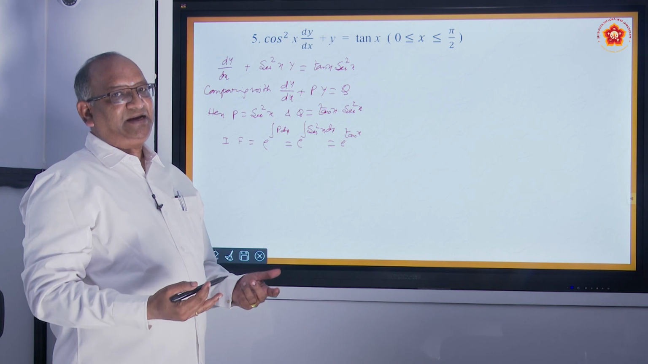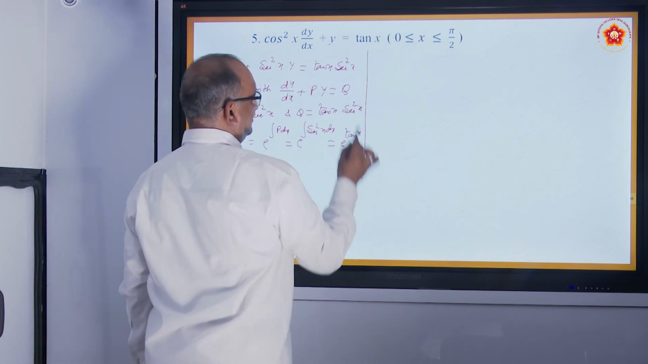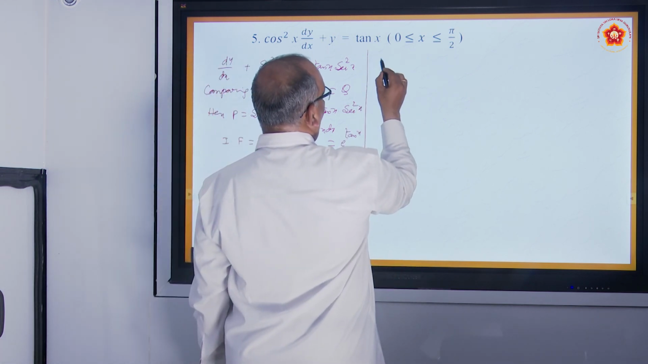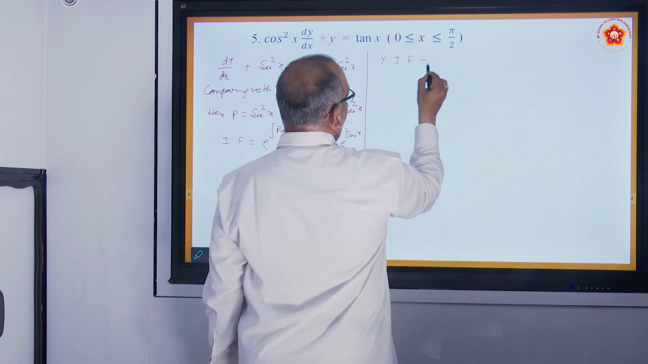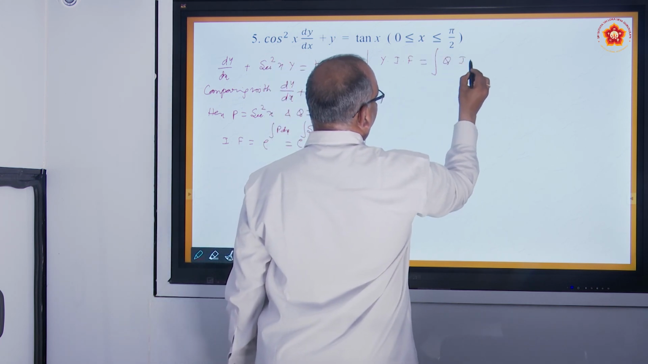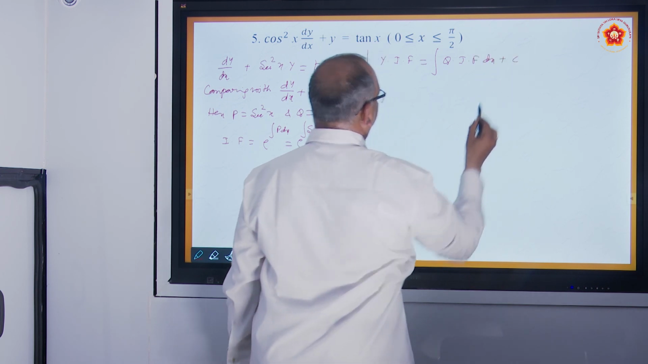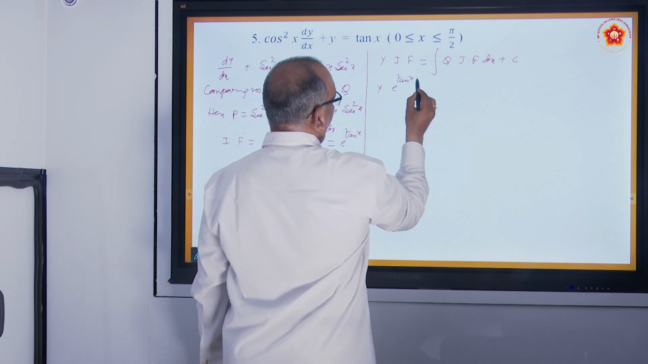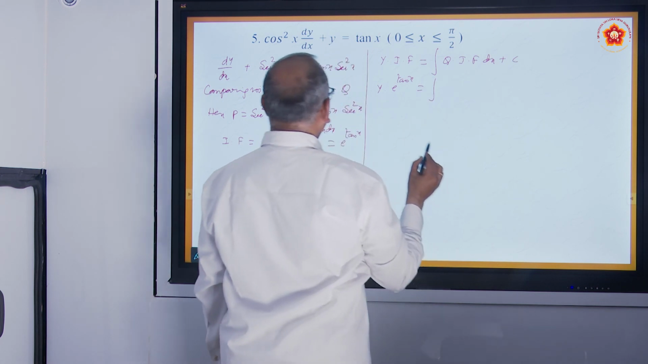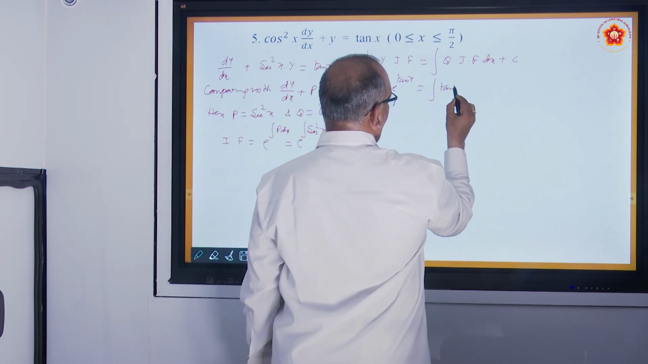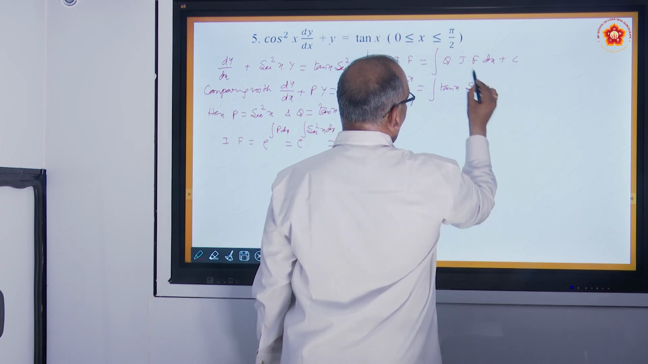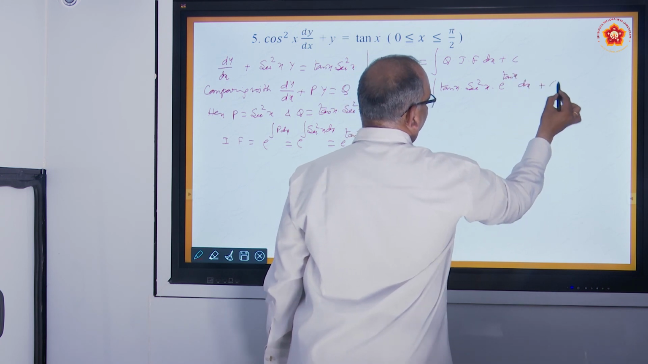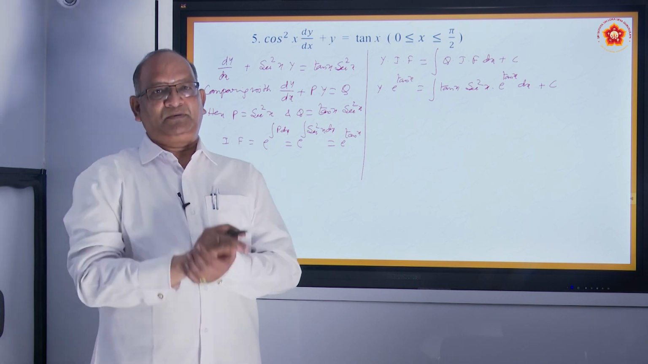Once we know the integrating factor, we can write the solution. What is the solution step? The solution step is y into integrating factor is equal to integration of q into integrating factor dx plus c. Substitute the values. y into e to the power tan x equal to integral of q, what is q here? tan x into sec square x into the integrating factor, that is e to the power tan x dx plus c. This is the solution step, not the solution.